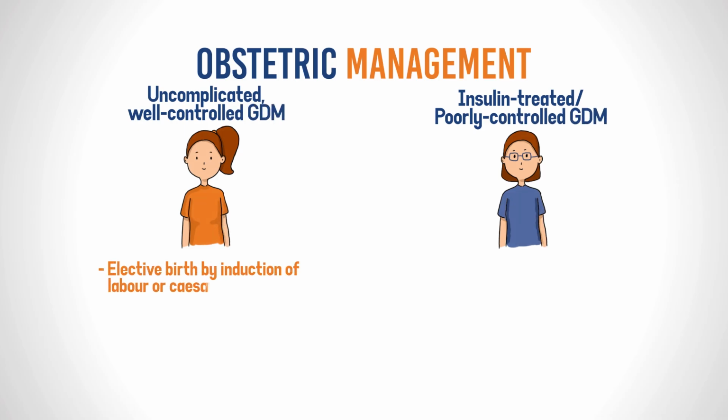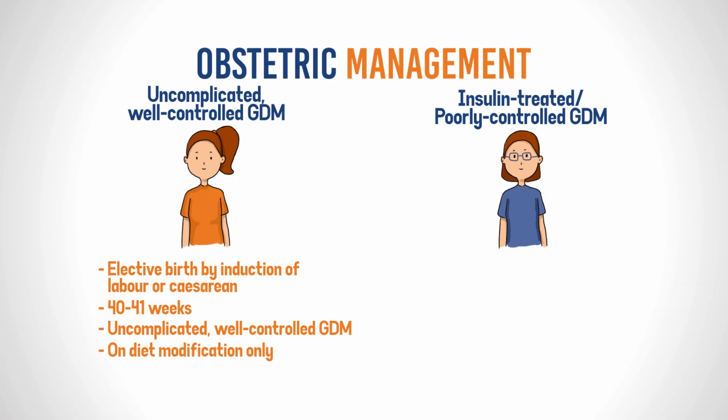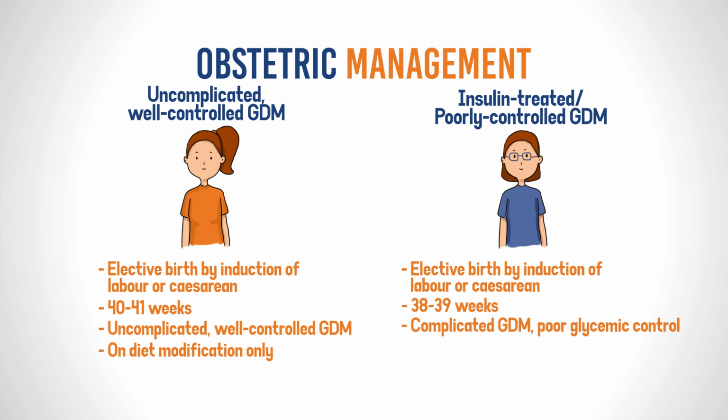Elective birth by induction of labor or cesarean section at 40 to 41 weeks, if indicated, is offered to women with uncomplicated, well-controlled GDM on diet modification alone. Induction of labor at 38 to 39 weeks gestation should be considered for women with GDM on insulin or with poor glycemic control.